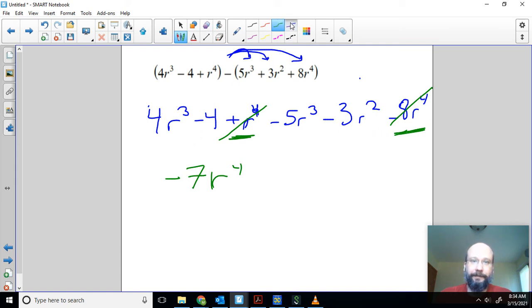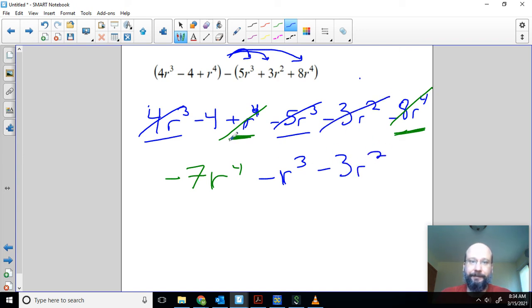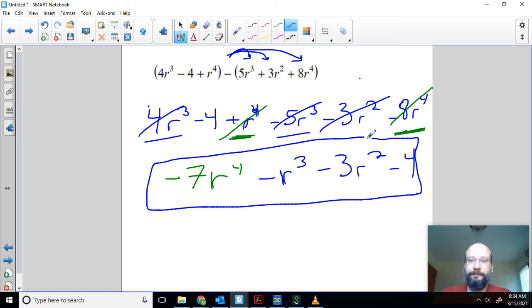Then I have 4r to the third, and this minus 5r to the third, which gives me negative r to the third. Right, 4 minus 5 is negative 1. I have a 3r squared, so there's nothing to combine with that, and it's negative. And then I have a negative 4, and there's nothing to combine with that. So this would be my final answer. It's the same thing as we were doing before. The only difference is there's an extra set of numbers.